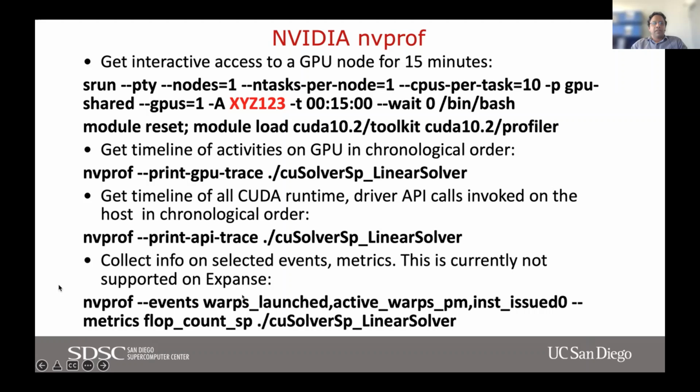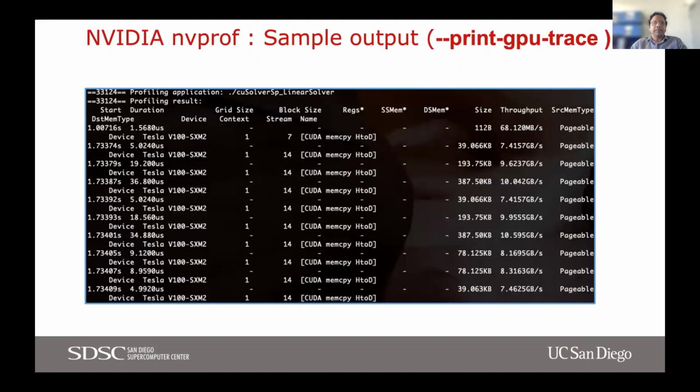And there's also an option to collect info on selected events, but that part of it is not active on Expanse now. Again, some of these options require the permissions on some of these GPU devices to be set more open than what we are comfortable with from a security standpoint. That is why those are not supported. So I'll skip this because we just looked at that.